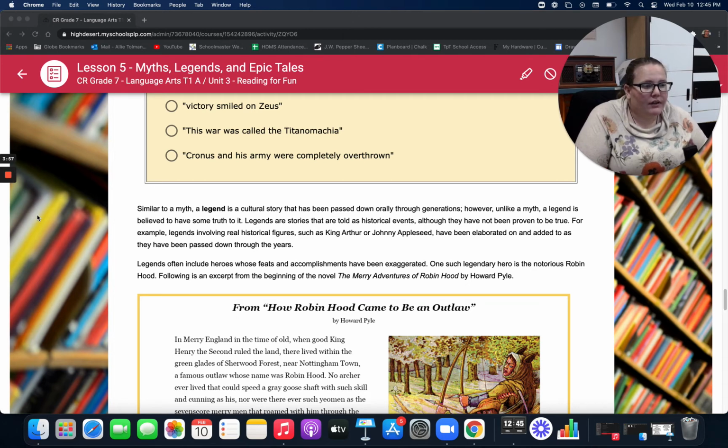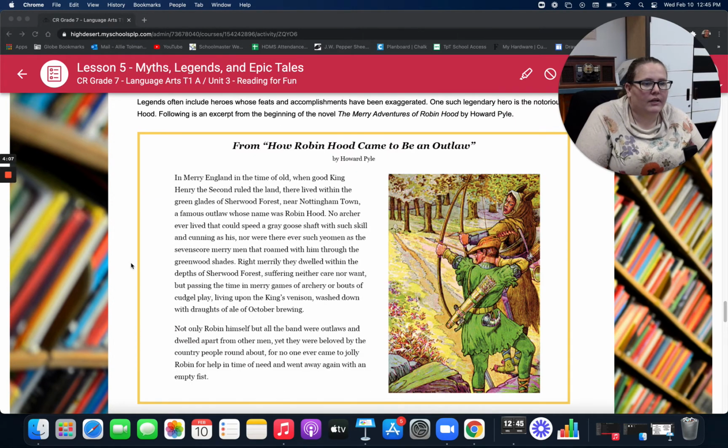One legendary hero is the notorious Robin Hood. Following is an excerpt from the beginning of the novel, The Merry Adventures of Robin Hood by Howard Pyle. Okay, and then you can read about how Robin Hood became an outlaw.